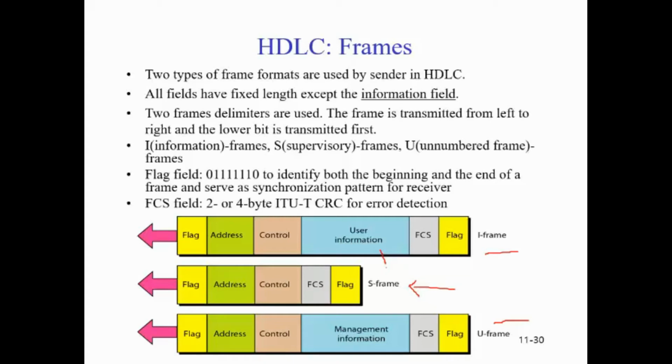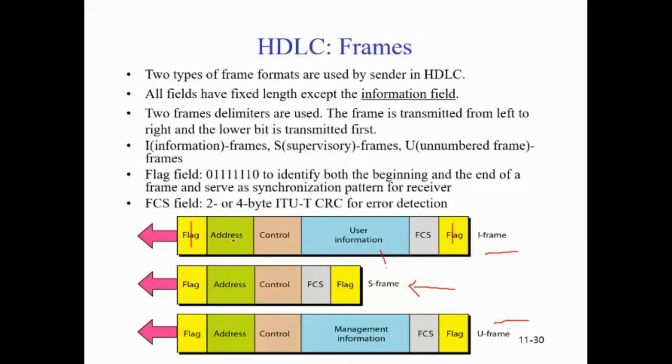Let us now discuss the fields and their use in different types of frames. Flag field, the first one here. This field contains a synchronization pattern, which is 0, followed by 6 ones and then 0, which identifies both the beginning and end of the frame. So they both are the same as explained in the previous lecture.